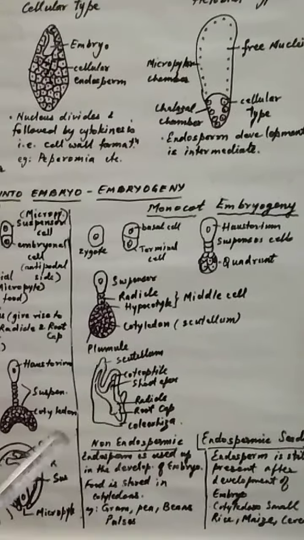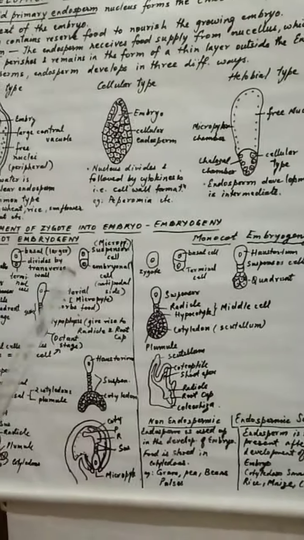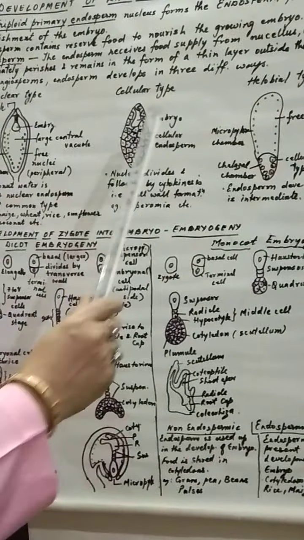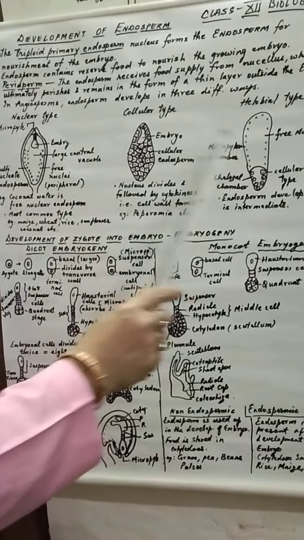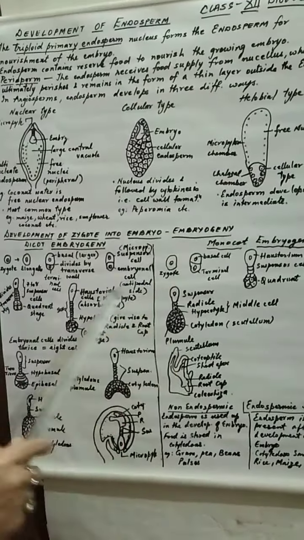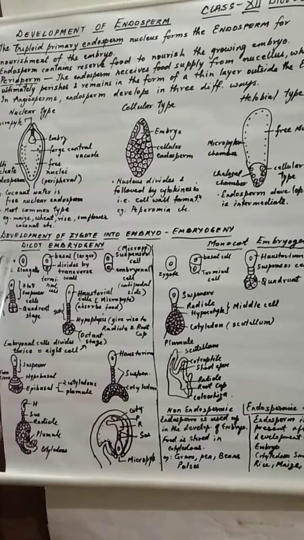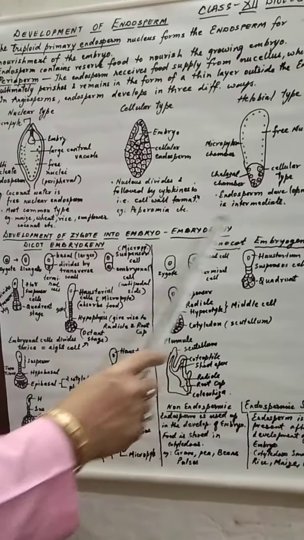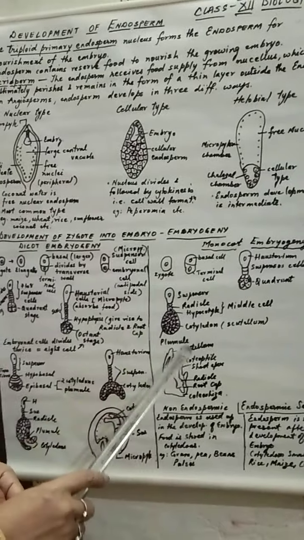So dear students, hopefully you might have understood. These are important questions. These three endosperms are asked in exam. This full development is also asked, as well as monocot development is also asked.